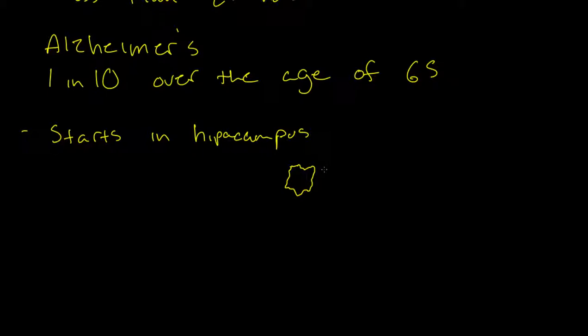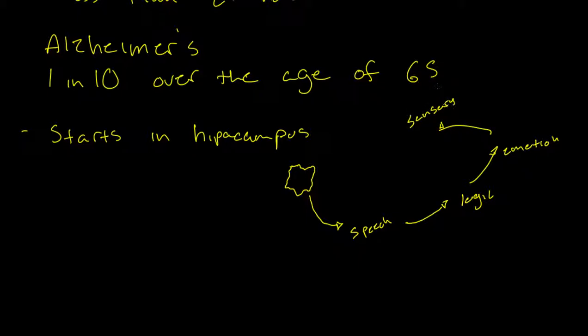So that's where you'll start to see the deterioration start, and it'll move out of the hippocampus to the area of speech, and then you'll see speech start to decline. So speech will go out, and then it'll move on and affect someone's logic, and then affect emotion. It'll come full circle to sensory. And then at the very end, it'll start to affect old memories.